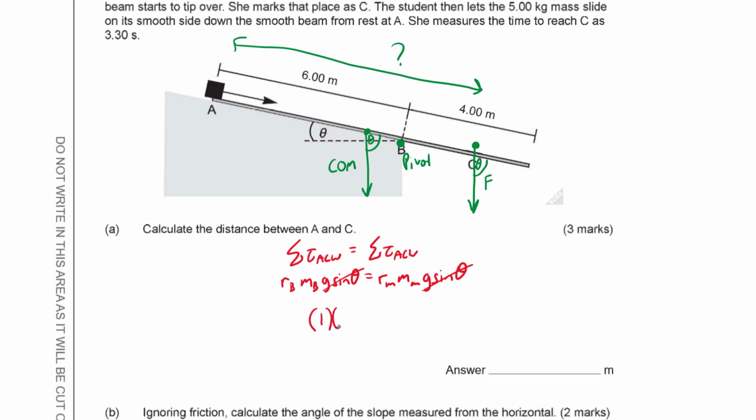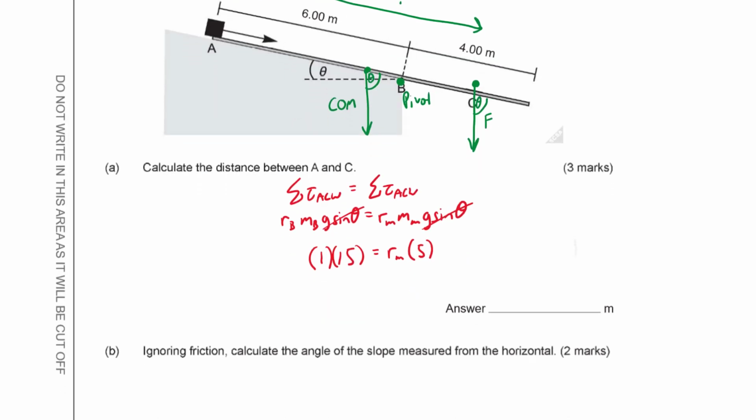Then we've got the mass of the beam, I think it's 15 kilograms. We'll check that, yep. And that's going to be equal to the radius, which is what we want to find out first, multiplied by 5 kilos for the block. What you'll find is that R_M, the radius distance from the pivot, is going to be 15 on 5, so 3 meters. But that's not the answer. AC is going to be equal to AB plus BC, so that's 6 plus 3. So your answer should be 9.00 meters.